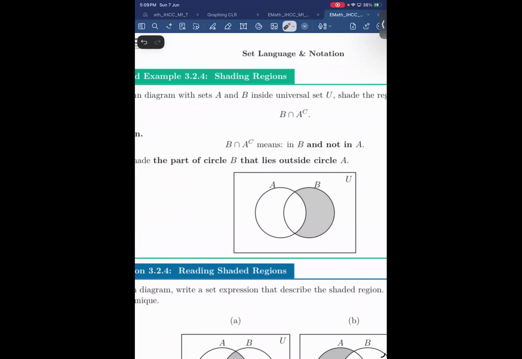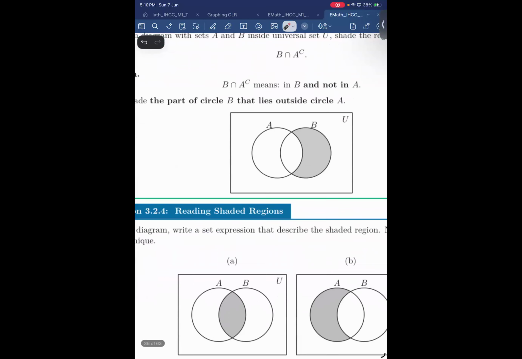So in a Venn diagram with sets A and B inside the universal set, you shade this region, B intersect A complement. When you see this, always try to read it in terms of English. B intersect A complement means it's in B, the intersect means "and", and the A complement means not in A. So it's in B and not inside A. So you shade this particular region here. The intermediate step is always to convert to English, I think it's better to understand it. Then you can give this question a try.